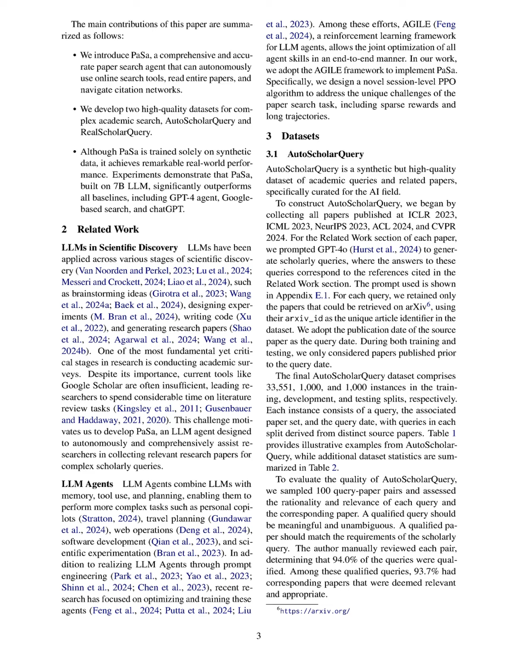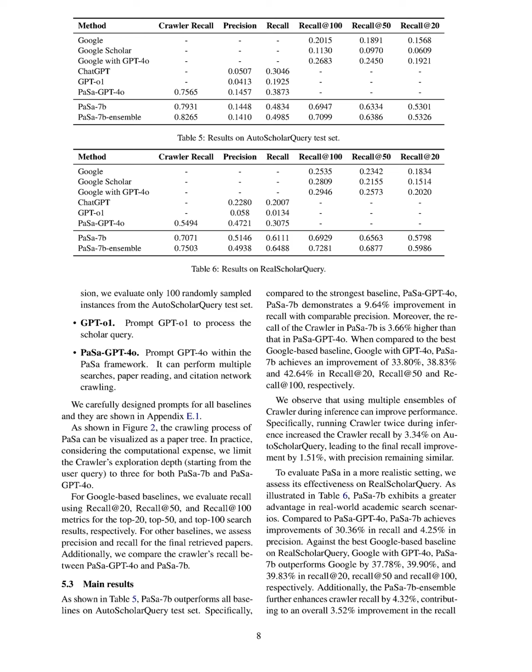PaSa significantly improves upon traditional systems by utilizing a reinforcement learning framework, Agile, to optimize its search process, resulting in substantial performance gains, such as a 34.05% improvement in Recall at 2.0 compared to Google with GPT-4o. Additionally, PaSa's ability to read entire papers and provide rationale for its selections enhances both the precision of results and user trust, addressing the limitations of existing academic search tools.